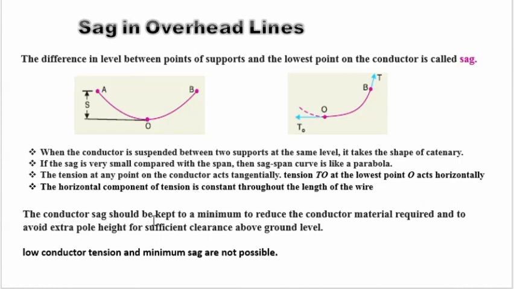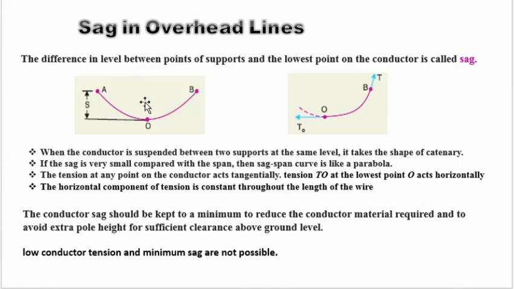The conductor sag should be kept to a minimum to reduce the conductor material required and to avoid extra pole height for sufficient clearance above ground level. This means that if you are using higher sag between two towers, it will increase the size of the conductor, which will further increase the height of the conductor from the ground.